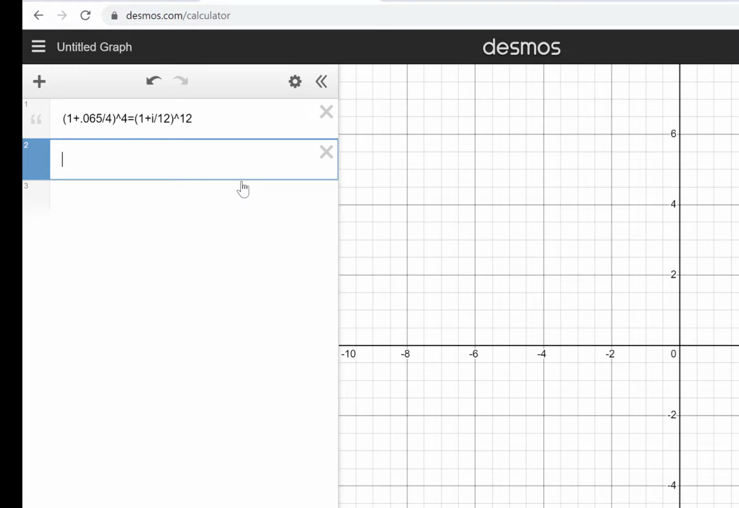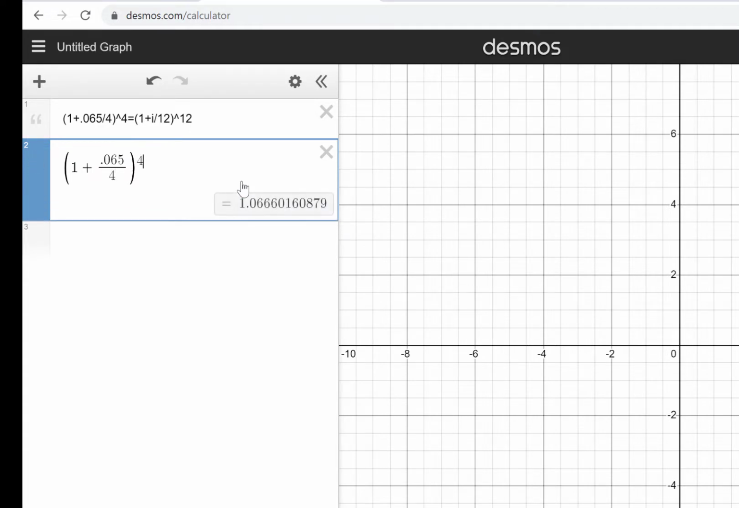So in the calculator, watch how I can do the 1 plus 0.065 divided by 4, and I just want you to see here's this number to the fourth like I had earlier. Then I want to do the 12th root. So I'm going to pop up the keyboard so you can see it.